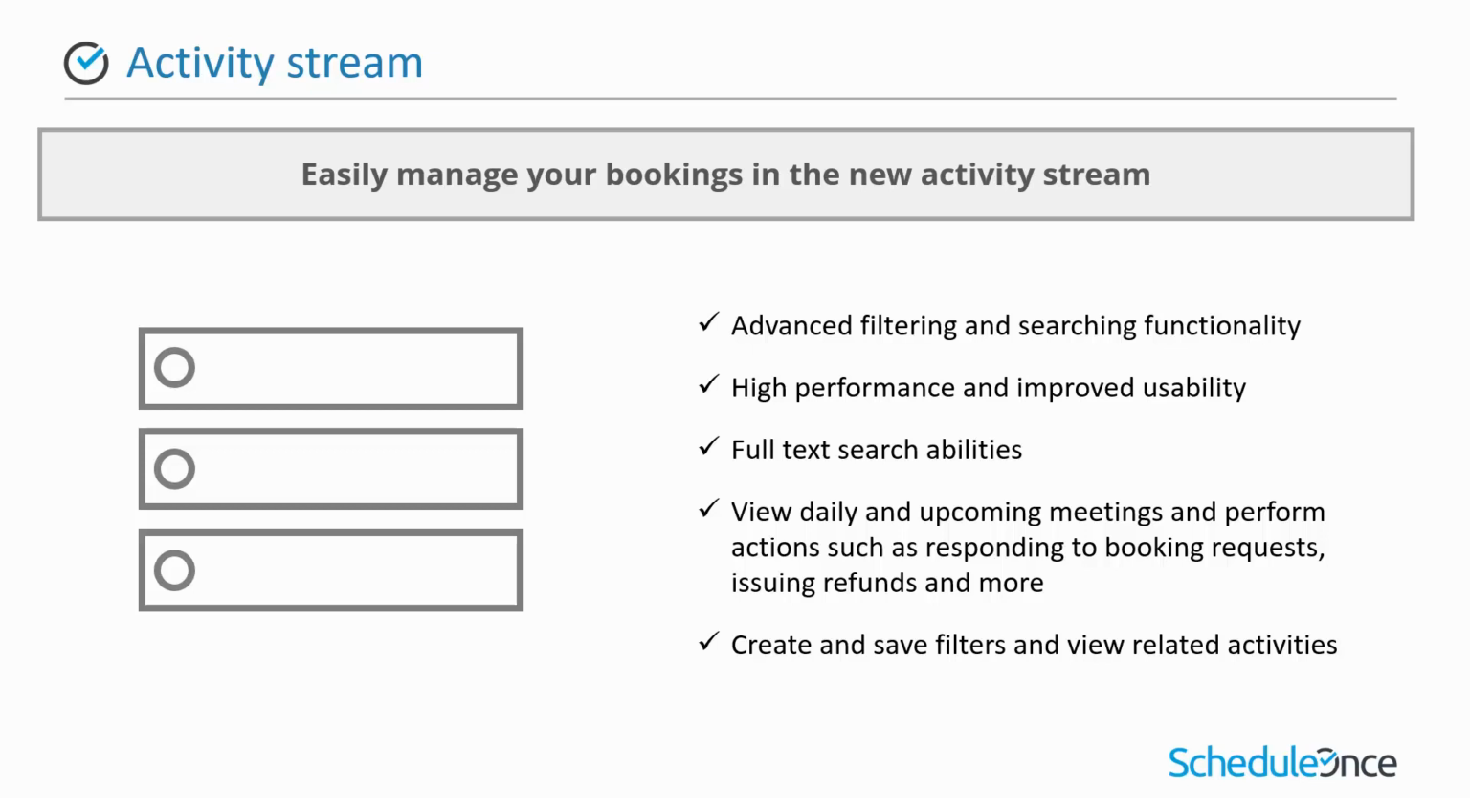And you can also use our filters. We have filters already in the account for you, such as your daily and upcoming meetings. We also have a filter for booking requests, making it easy for you to respond to booking requests if you're using booking with approval. You can also perform any actions such as issuing refunds, requests to reschedule, anything like that as well, right from your activity stream very simply.